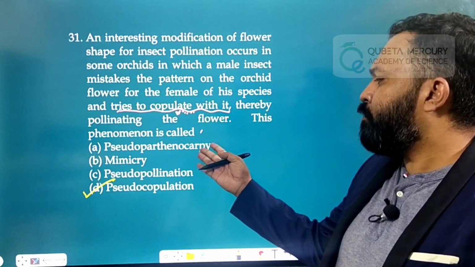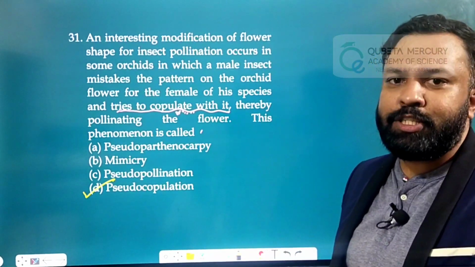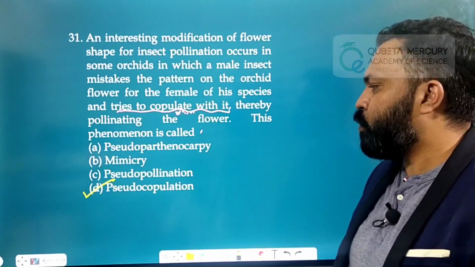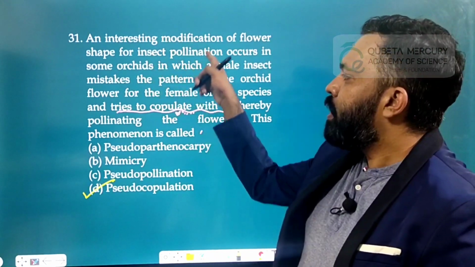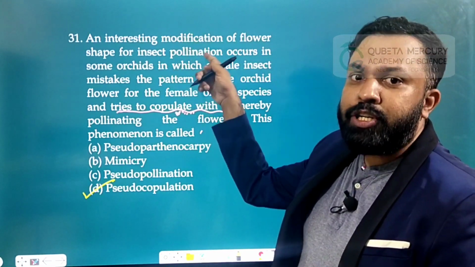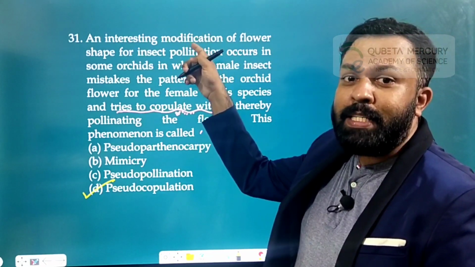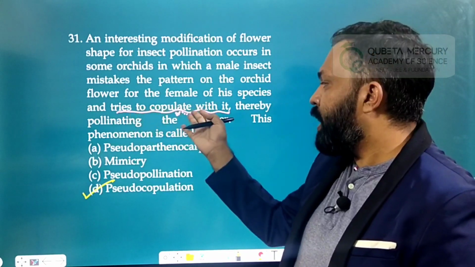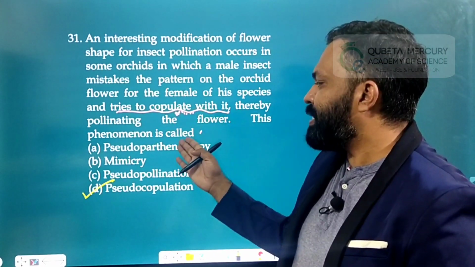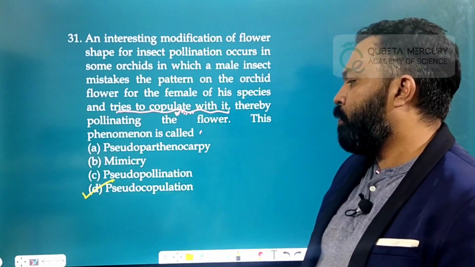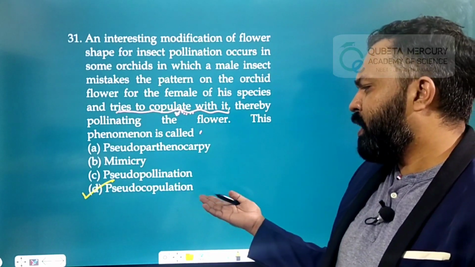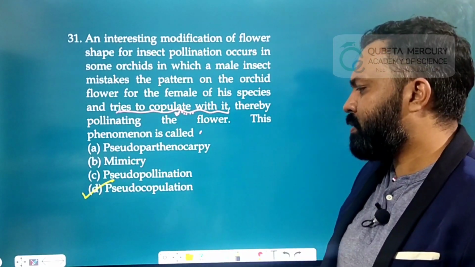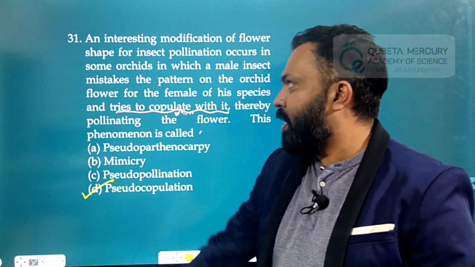Parthenocarpy is the process of forming fruits without fertilization, producing seedless fruits. Mimicry is the imitation of a flower. A flower is imitating one of the insects, that is mimicry. But here the copulation process is asked for, that is called pseudo-copulation. Okay, pseudo-pollination, there is no concept like this. Okay. Question number 32.